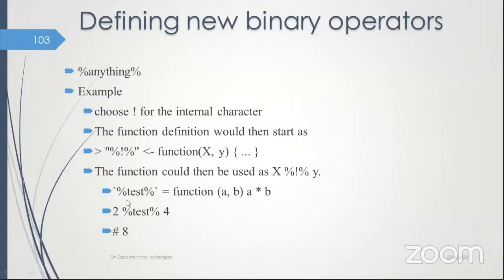An example is given here. Test percentage is an operator used to multiply two different operands. The function has been created with A and B, which will be taken as input, multiplied, and returned. If you give 2 percent test percent 4, 2 and 4 are A and B, and they will be multiplied and returned as 8. So instead of the asterisk, you have defined the operator like this. By having such a facility, you can define your own operator for your research.